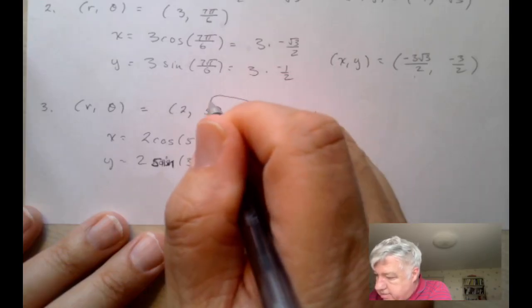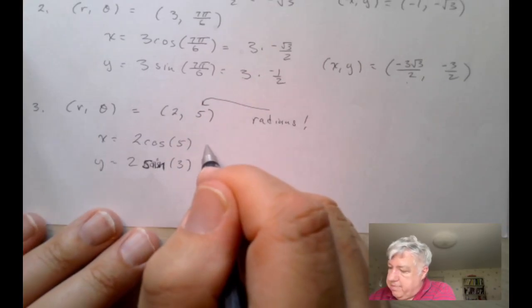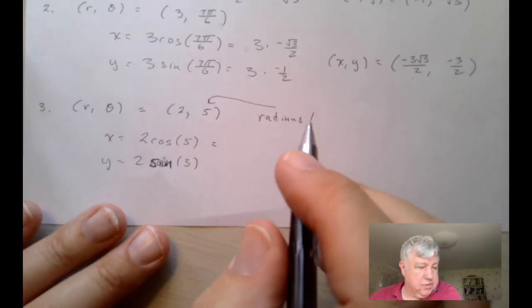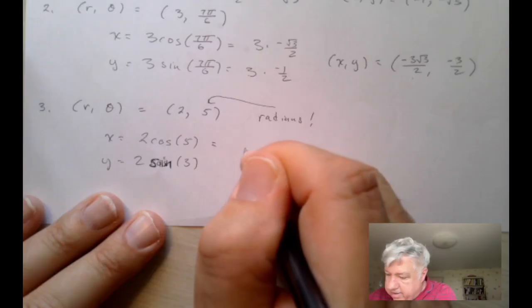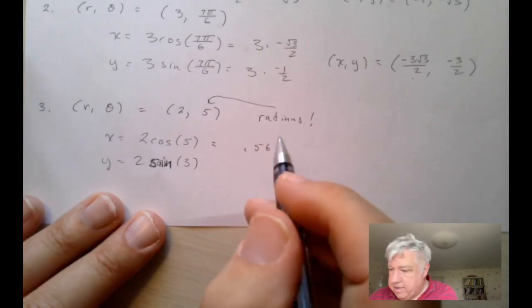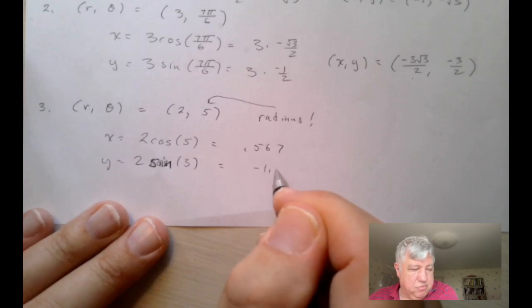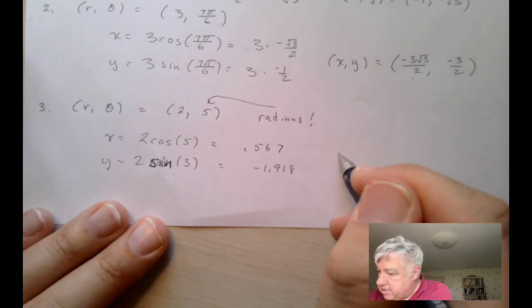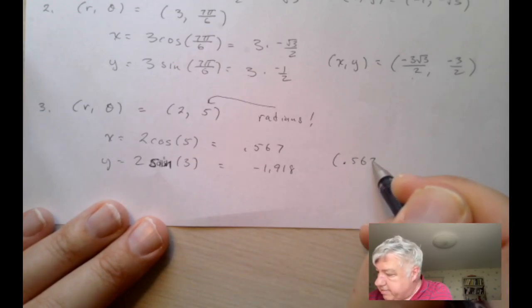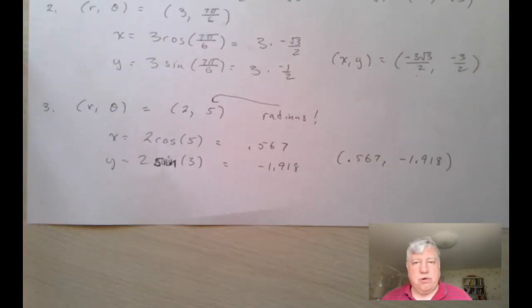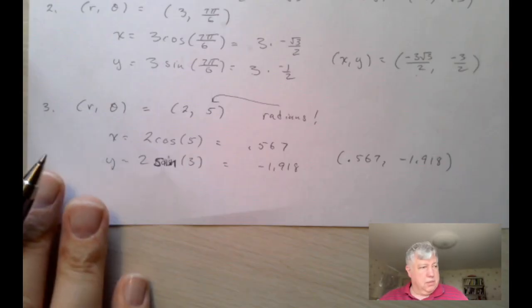Okay, that's what this is. So this is 2 times the cosine of 5. On my calculator, it said that this was 0.567, and then y was 2 sine of 5, which is negative 1.918. And you know, your homework will tell you how many decimal places you want to round this off to.